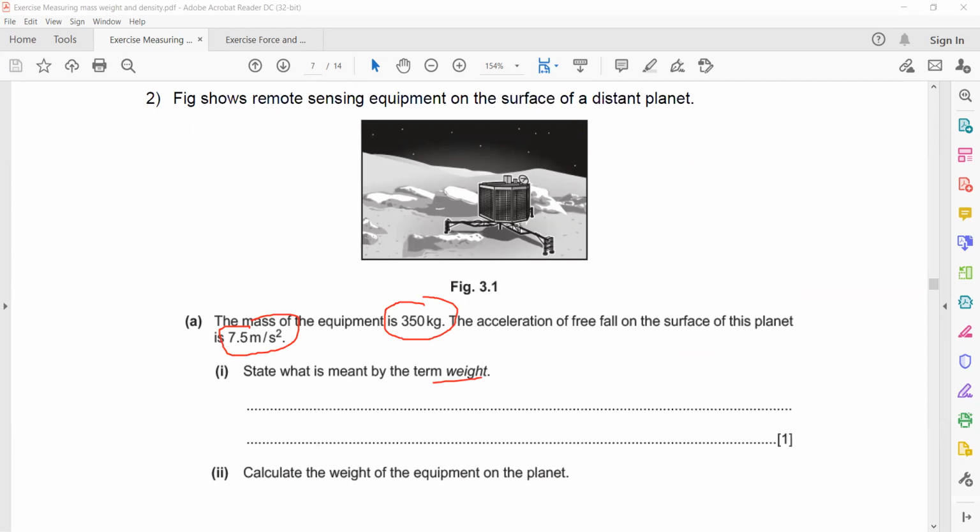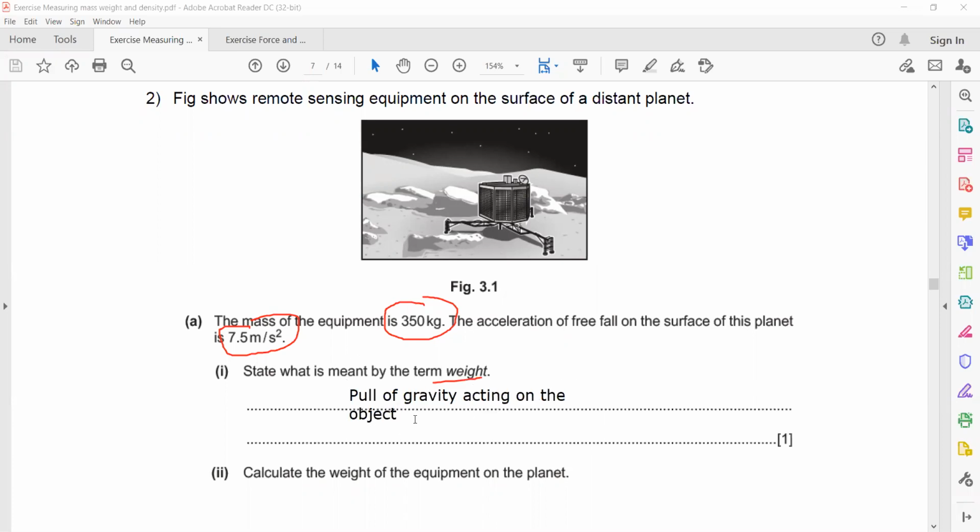So weight refers to the force of gravity, the gravitational pull, or we can say the force or pull of gravity acting on the object. That's the best definition for weight. So, pull of gravity acting on the object.